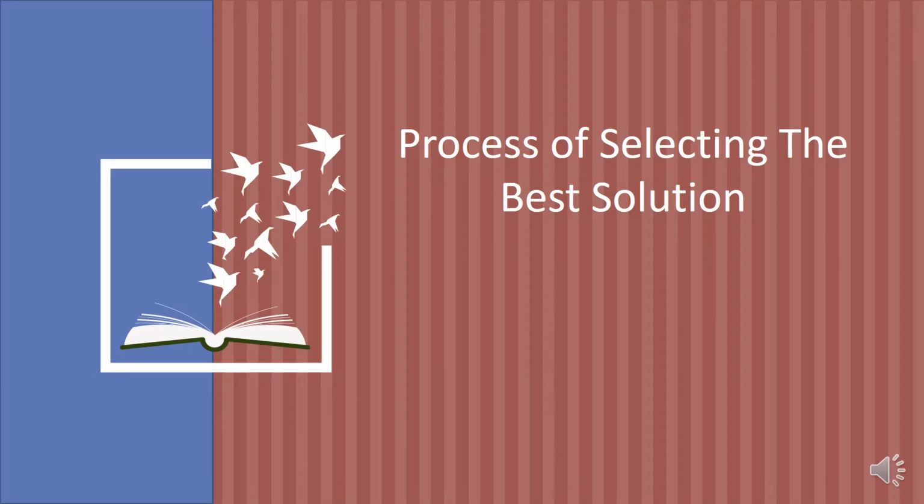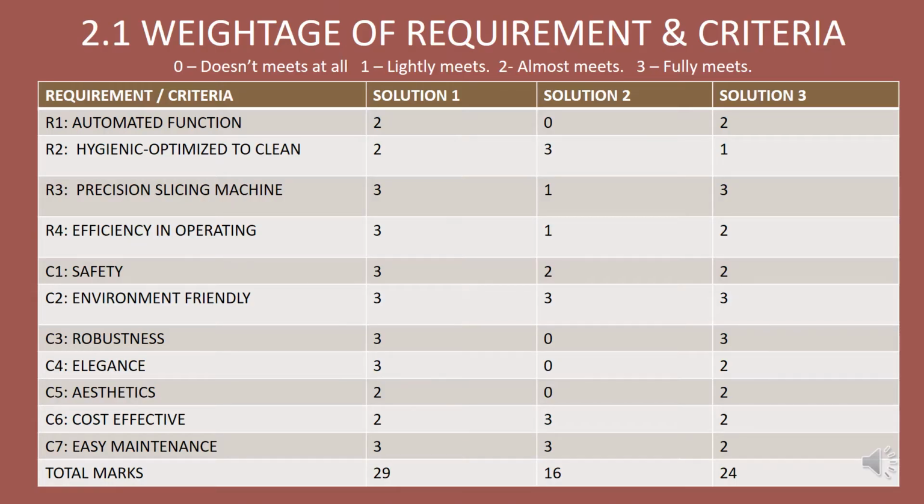This is the process of selecting the best solution. This is the weightage of requirement and criteria table. There are requirements and criteria. R1 automated function, R2 hygienic optimized to clean, R3 precision slicing machine, R4 efficiency in operating, C1 safety, C2 environment friendly, C3 ruggedness, C4 elegant, C5 aesthetic, C6 cost effective, C7 easy maintenance.